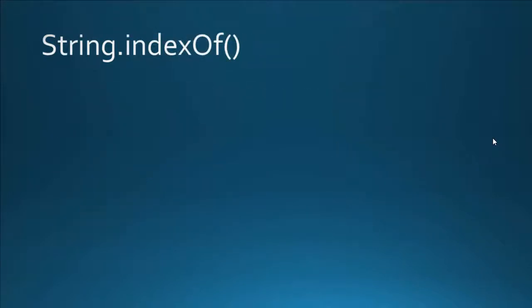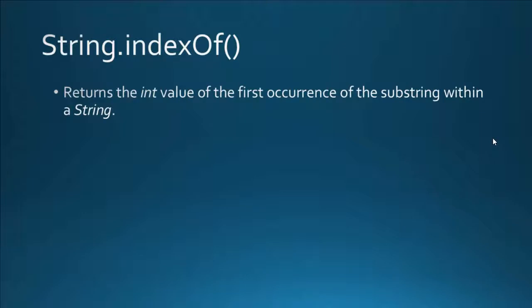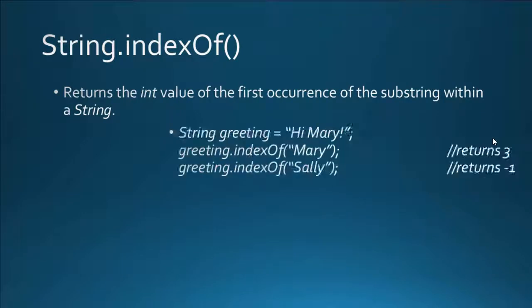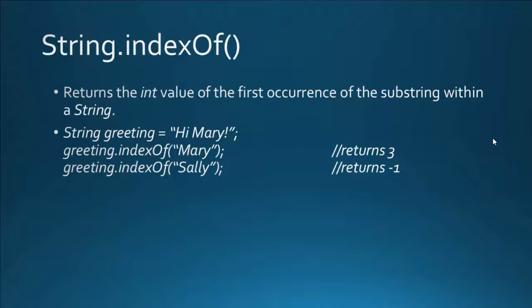Let's do string.indexOf. This returns the int value of the first occurrence of the substring within a string. So here I have greeting equal to "Hi Mary". I'm going to get the index of Mary. It's going to return 3, because it's looking for the word Mary, and Mary starts here at position 3. Now, if I look for Sally, you can look in here and say, well, Sally doesn't exist in here at all. And when a string does not exist, it returns a value of -1.